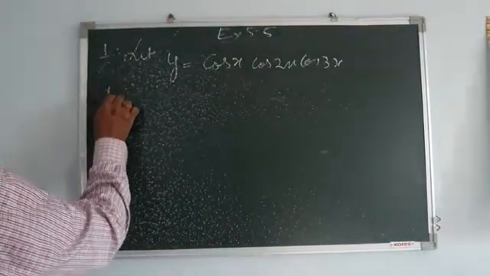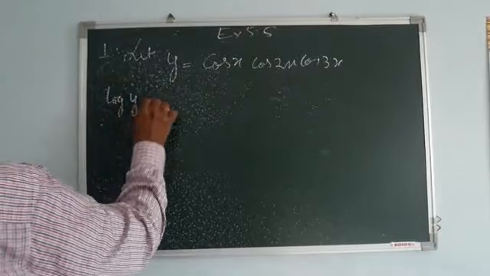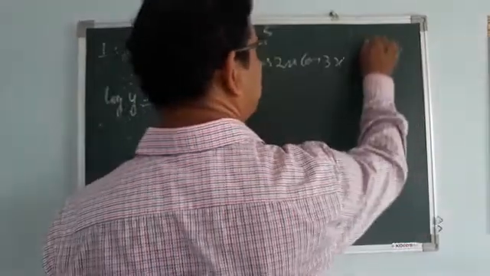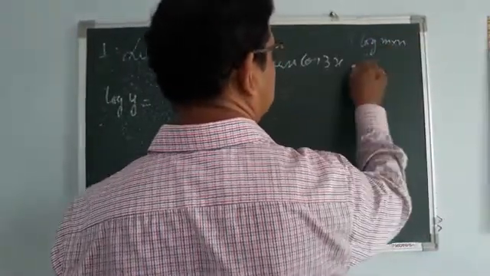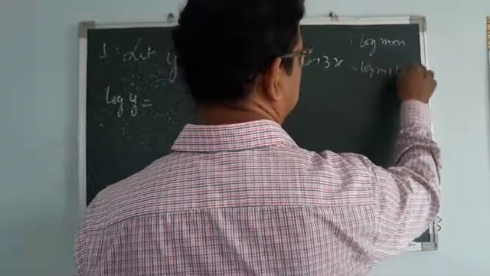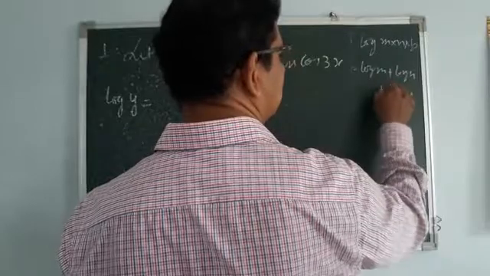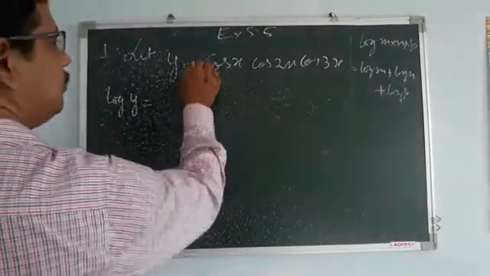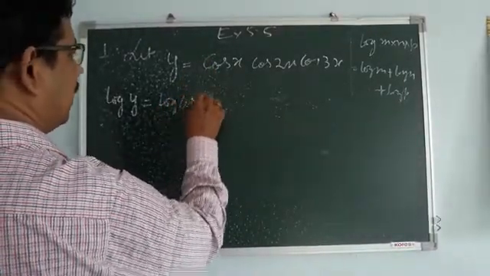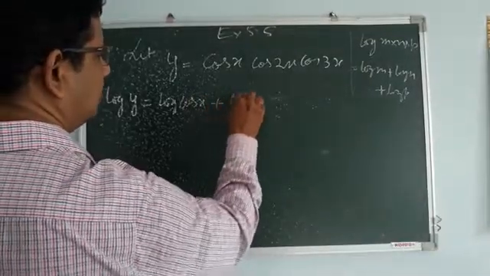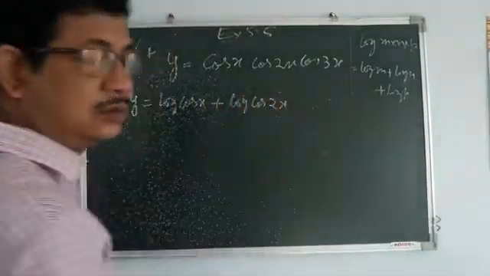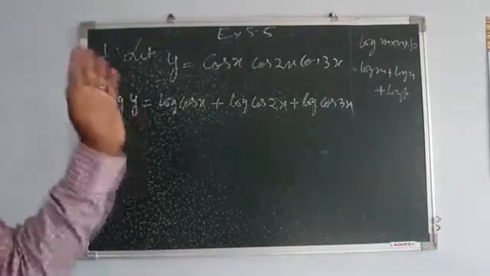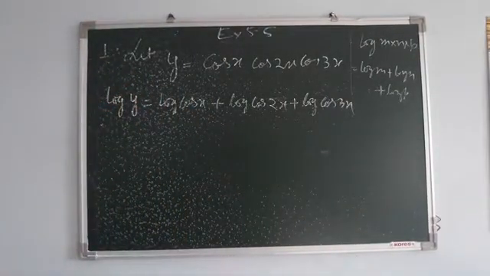So if we introduce log, this side will be log y. This side, it is what? Log of m into n into p. The log of a product of two terms, suppose m into n, is what? Log m plus log n. It is a rule. If more than two terms are there, then you will do like that. This is the technique. So here, if you introduce log, then it will be log cos x plus log cos 2x plus log cos 3x. See, log m plus log n plus log p we have used.